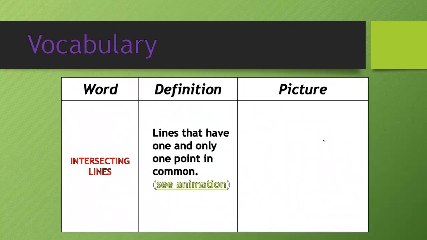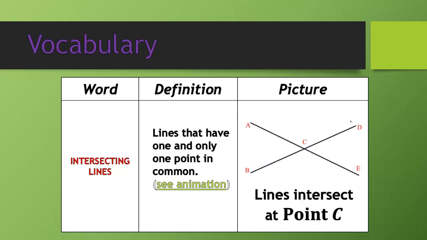Intersecting lines are lines that have one and only one point in common. So this point C is the point of intersection, and that is the only point that line AE and line BD have in common. You could say line BC, you could say line AC, it doesn't matter. When you have more than one point on a line, then you can say any 2 points on that line because the line goes forever in either direction.